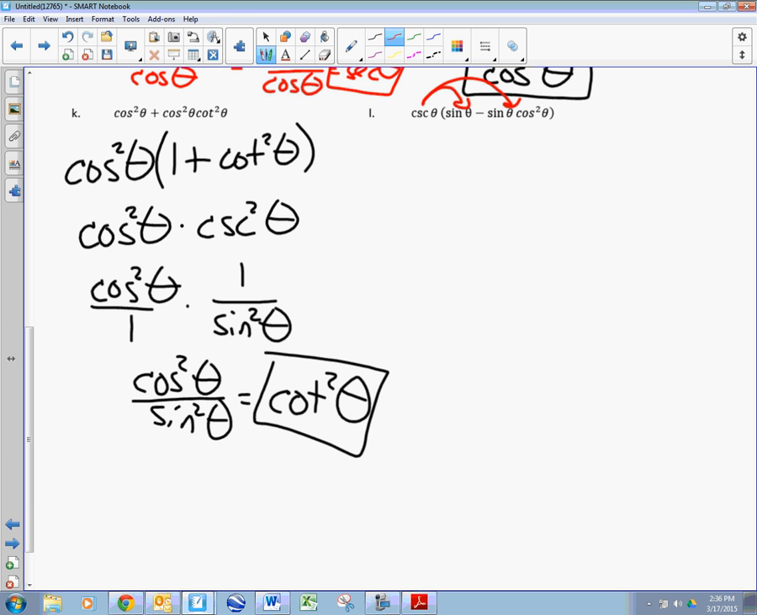I'm going to distribute. What's the relationship between cosecant and sine? They're reciprocal, so when I multiply them, I get 1 minus 1 minus cosine squared. Sine squared.